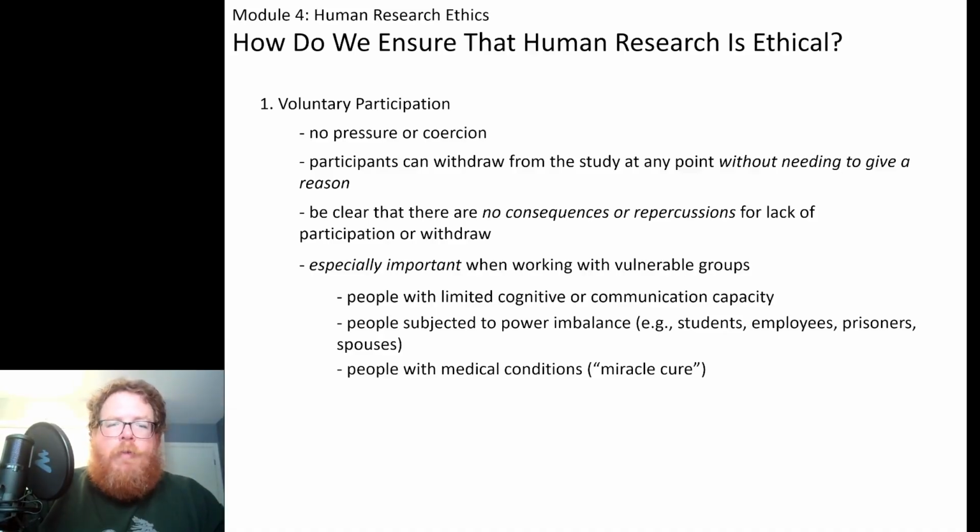So we have to be very careful that people who have medical conditions, especially when we're doing this kind of medical research, that again, we don't give them false hope, and that we don't get them into our study using that false hope.